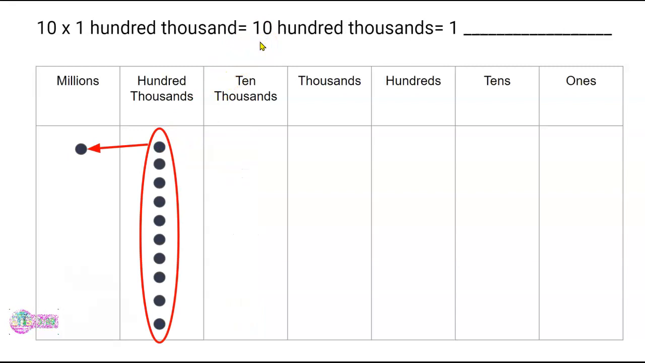Now, here's a question for you. If I have 10 times 100,000, right? So that's going to give us 10 100,000s. That is going to be equal to 1 what? That will be equal to 1 million.